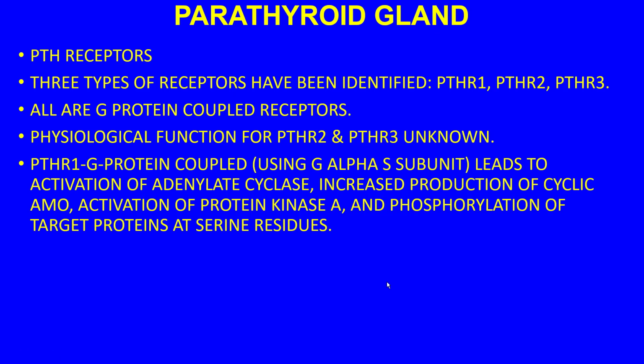Now, let's talk about the PTH receptors. There are three types of receptors that have been identified: PTHR1, PTHR2, and PTHR3. All of them are G protein coupled receptors. Physiological function, though, for PTHR2 and PTHR3 is not known. PTHR1 is a G protein coupled receptor using the G alpha S subunit, and this leads to the activation of adenylate cyclase, an increased production of cyclic AMP, the activation of protein kinase A, and phosphorylation of target proteins that have serine residues.